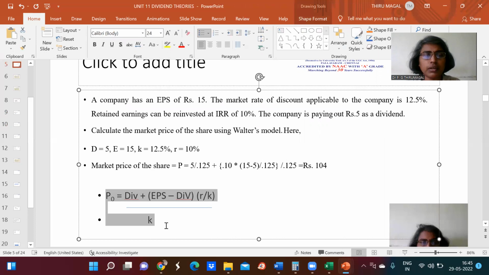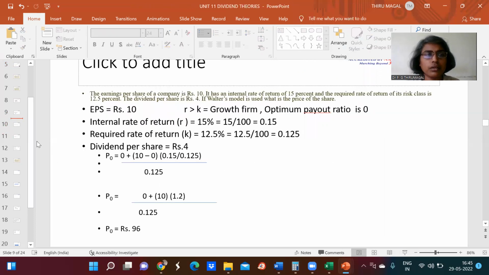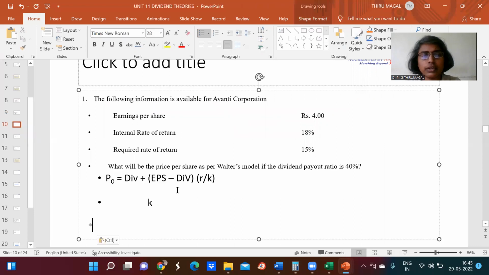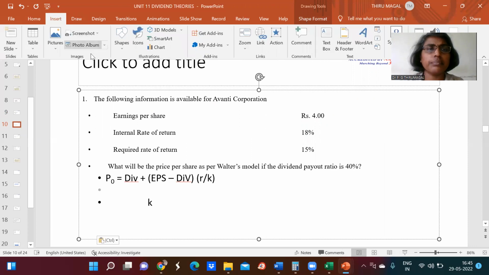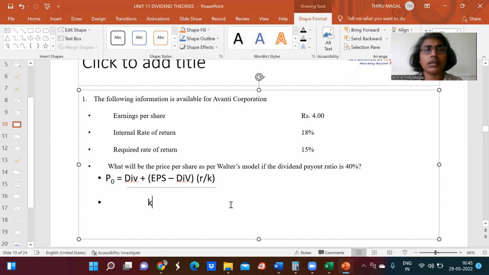We'll copy this formula. Now you can see the same formula I copied. P0 equals dividend plus EPS minus dividend into R by K, the whole divided by K. So this is the formula to calculate the price of the share as per Walter's model.